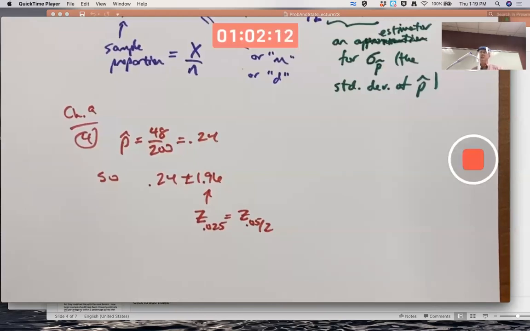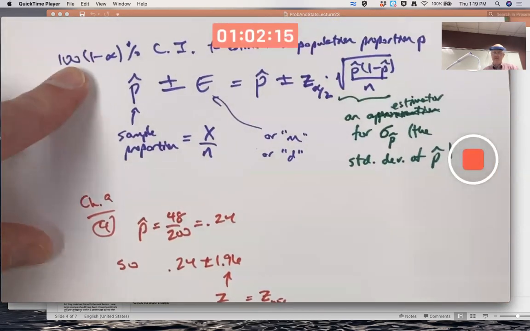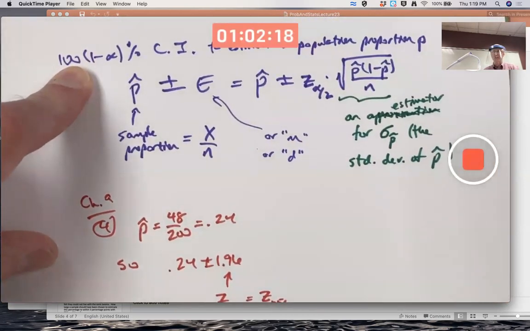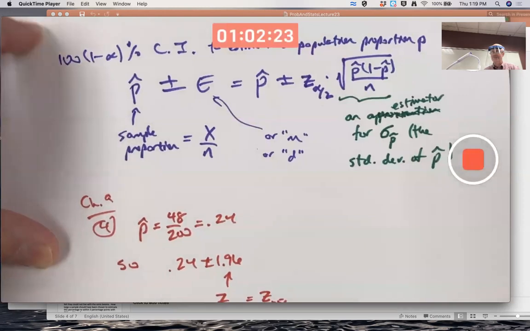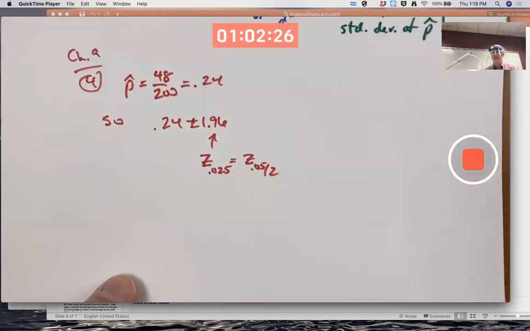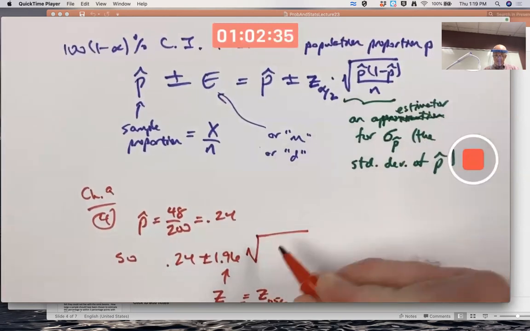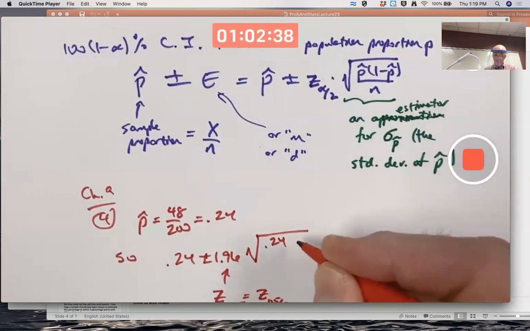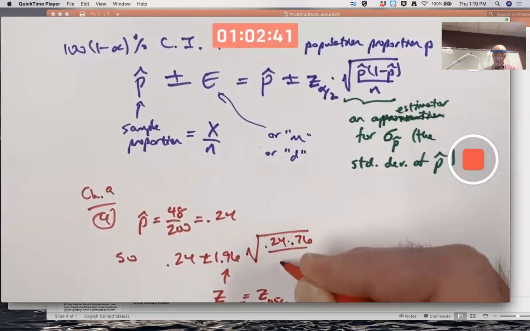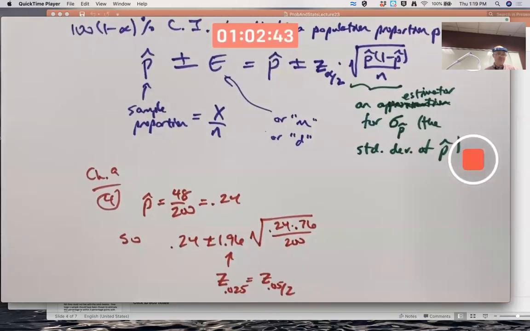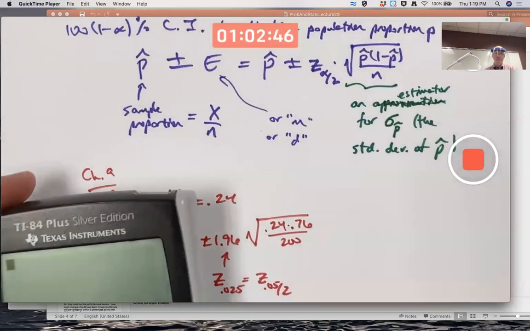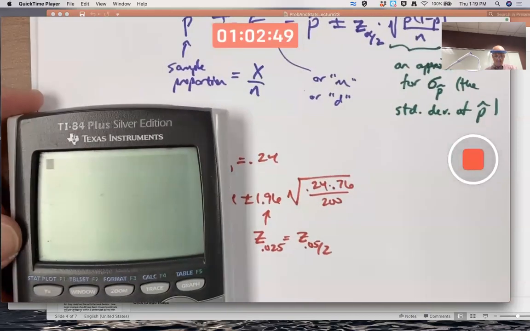By the way, the alpha used in the confidence level expression is related to an alpha for a certain hypothesis test. After we finish the problem, I'll talk about that a little bit more. Plug into that formula too. Square root of 0.24 times 1 minus 0.24, which is 0.76, divided by 200. 0.24 times 0.76 divided by 200.